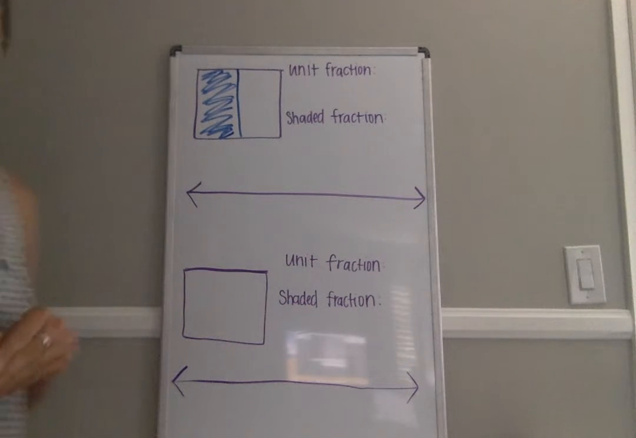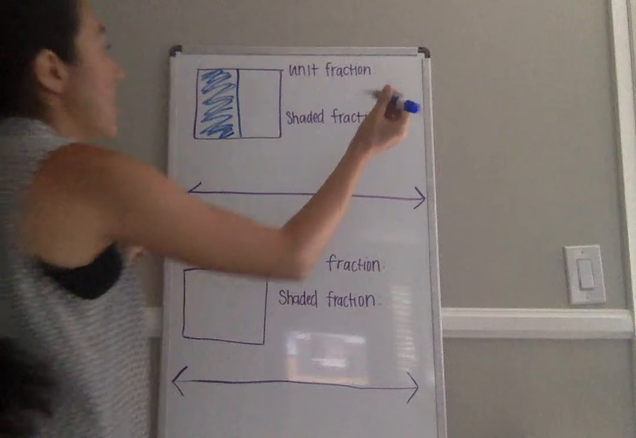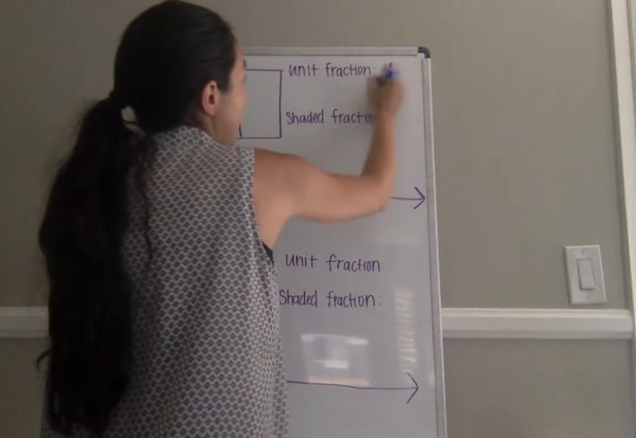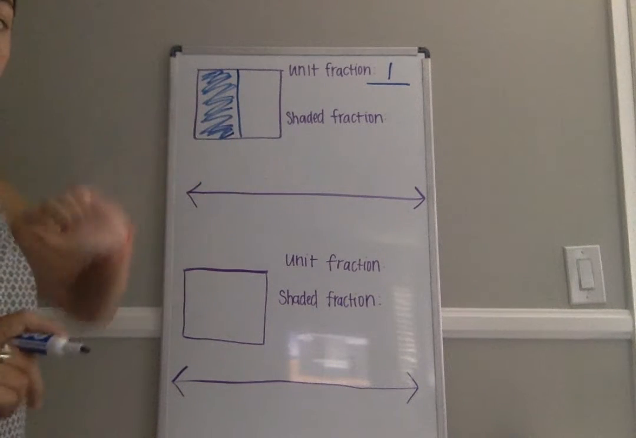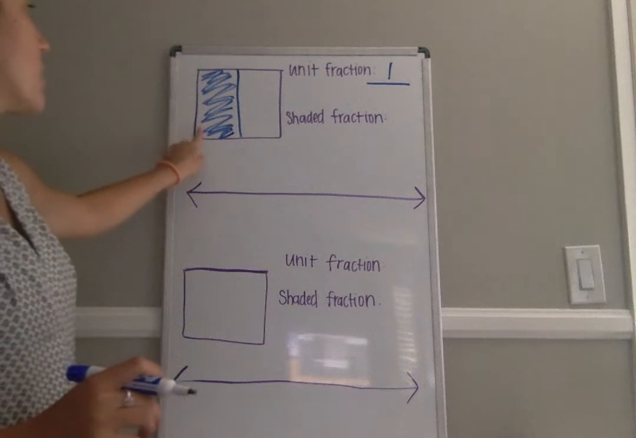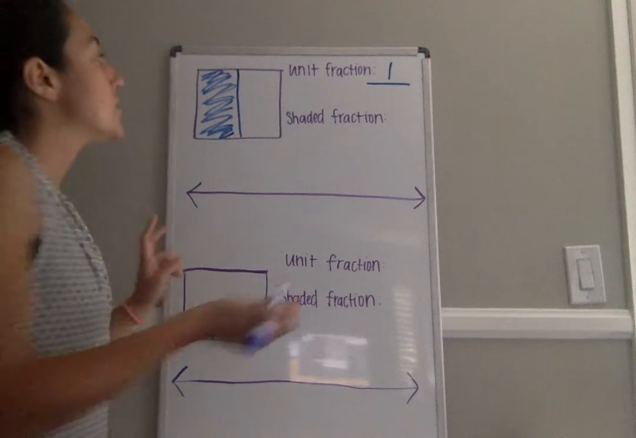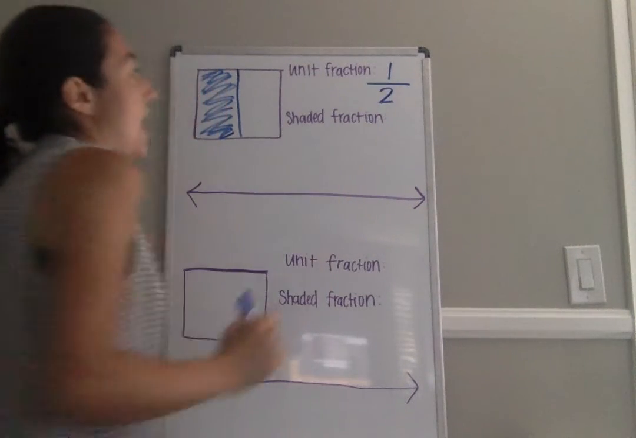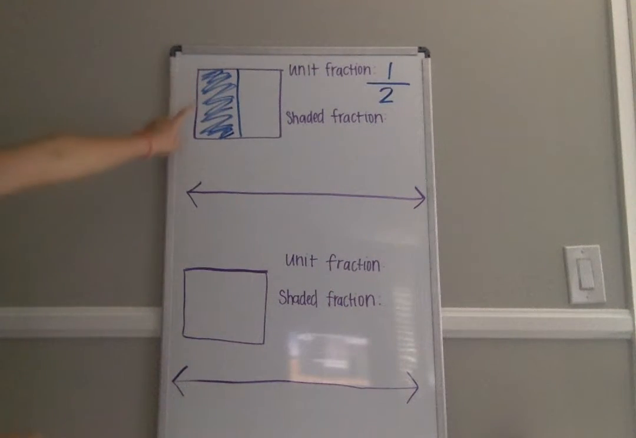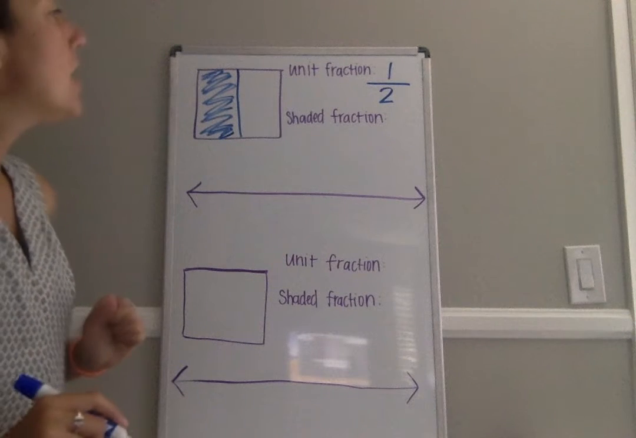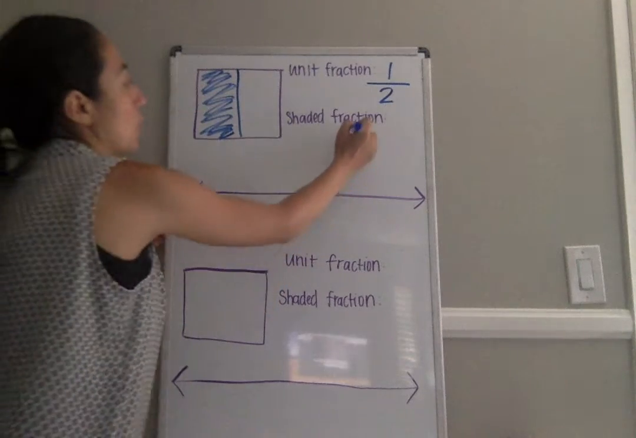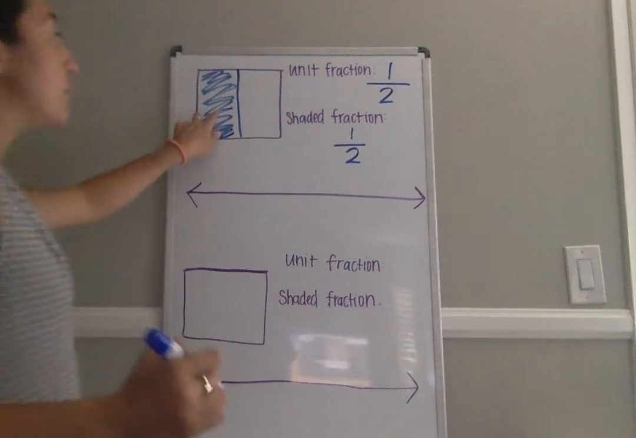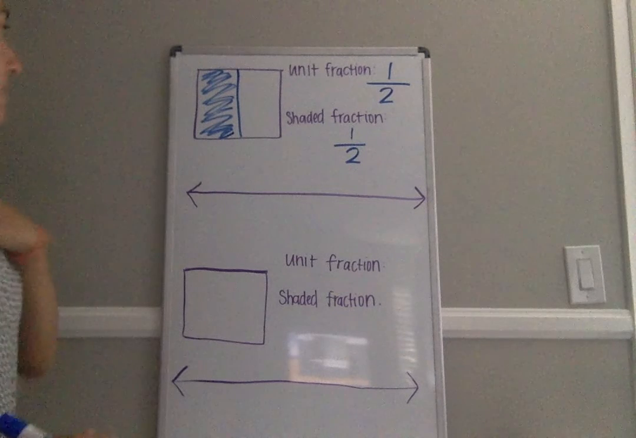So unit fraction will always have a number 1 at the top, and then have your fraction line. And then the bottom number for your unit fraction will be the amount of pieces that you see in your shape. So this square was broken into 2 pieces, so then my unit fraction is that each of these pieces just represents 1/2 of the shape. The shaded fraction here is also going to be 1/2, because one piece out of 2 pieces is shaded.